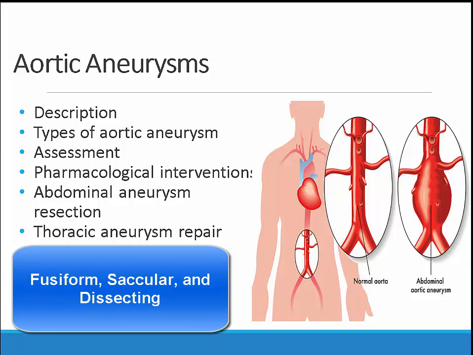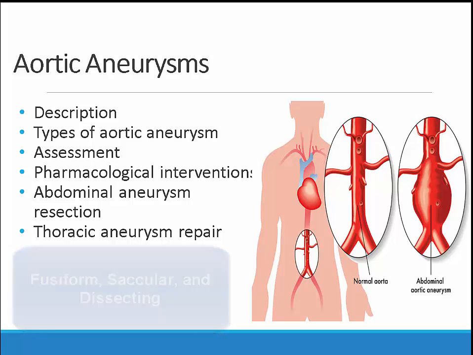The assessment should focus on sudden, sharp, worst-ever upper back pain. A patient's presentation would be consistent with a dissecting thoracic aneurysm, which would require rapid intervention. Pharmacological interventions: administer antihypertensives as prescribed to maintain the blood pressure within normal limits. The goal is to prevent strain on the aneurysm.